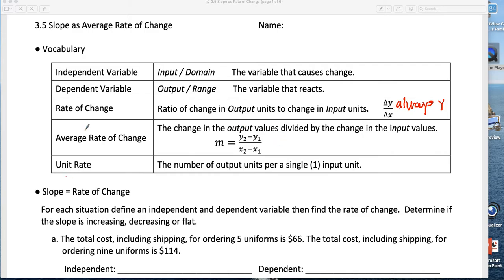All right, so we have the unit rate, the average rate of change, and last week, the rate of change, the average rate of change, and now we've got the unit rate. Okay, the unit rate is the number of output units per a single input unit. And again, this is all going to become clear later on. So let's erase this. And let's go ahead and scroll down and let's get into examples.